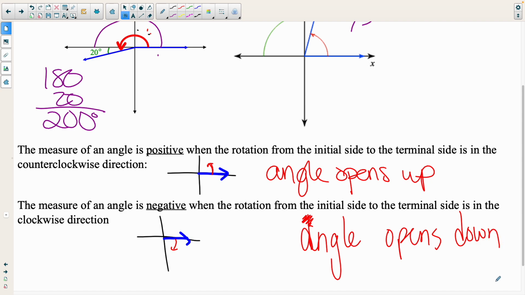So you're just looking at the direction that initial rotation makes, right off of that x-axis. Is it going up, it's positive. Is it going down, it's negative.